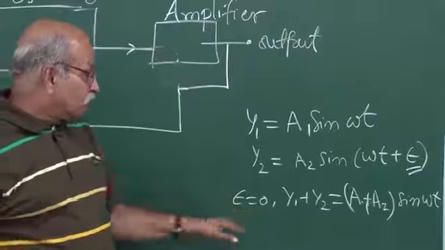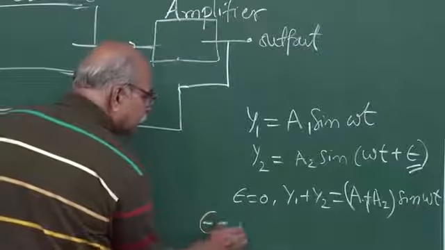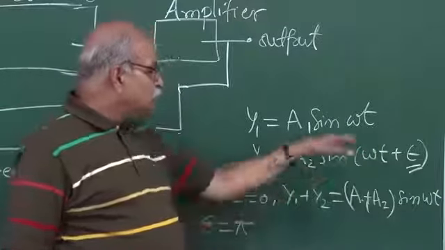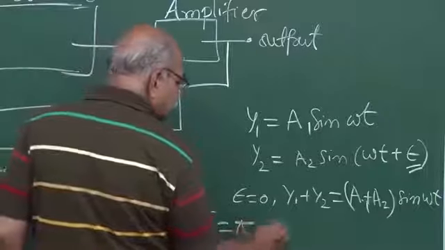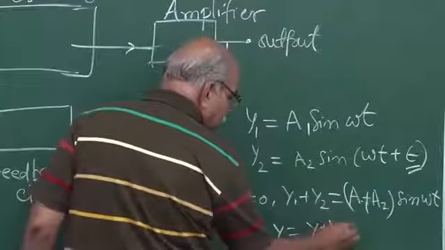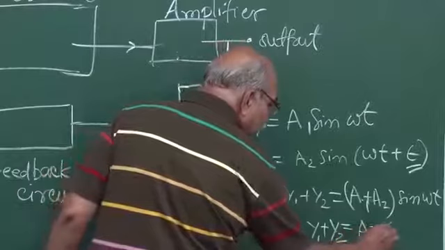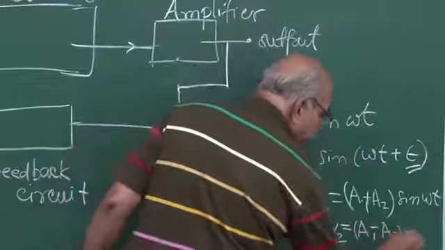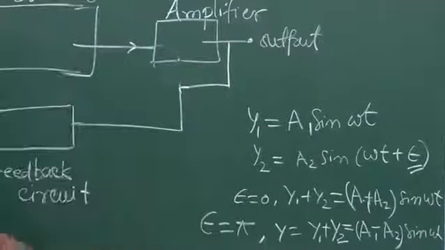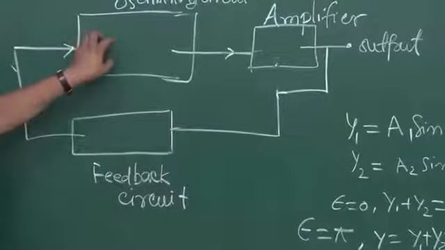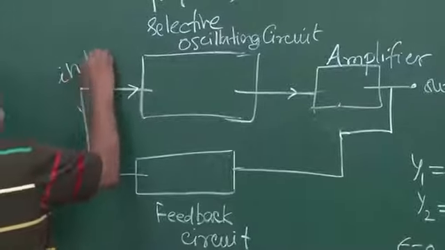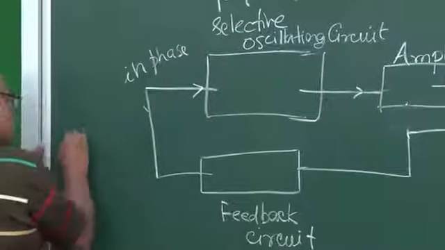But if it is not, suppose epsilon is pi, in that case sine of omega t plus pi is equal to minus sine omega t, and then y will be y1 minus y2. Actually it is y1 plus y2, but this will be a1 minus a2 times sine omega t. So your amplitude has actually decreased. So it's important that this signal which you are adding to this oscillating circuit should be in phase, known as positive feedback.